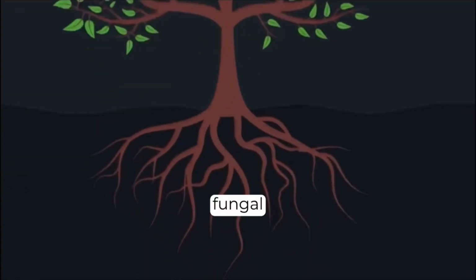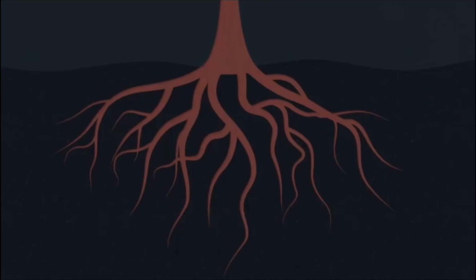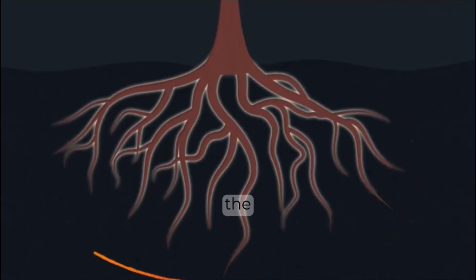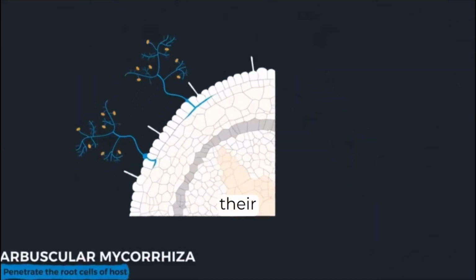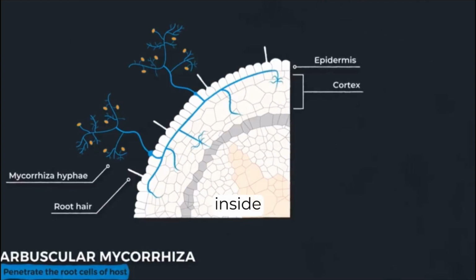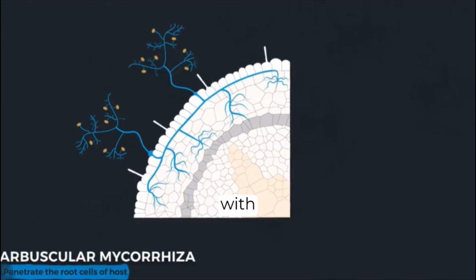The most common fungal networks are made of arbuscular mycorrhiza, which are named for the Latin arbuscule, meaning little tree. The threads of this fungi penetrate the root cells of their host and form tiny structures inside of them. This is how they interact with the trees and share resources with them.